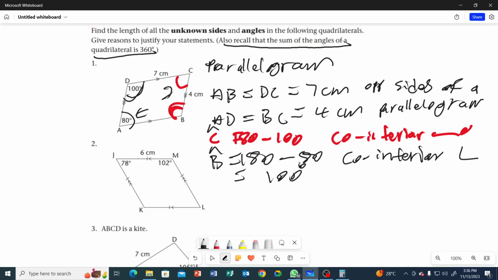Now let's go to number 2. What do we say about number 2? Guys, since I've solved number 1 for you, I will give you a homework to solve number 2. Pause the video, try to solve number 2.